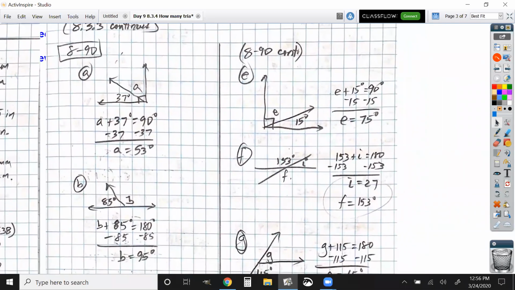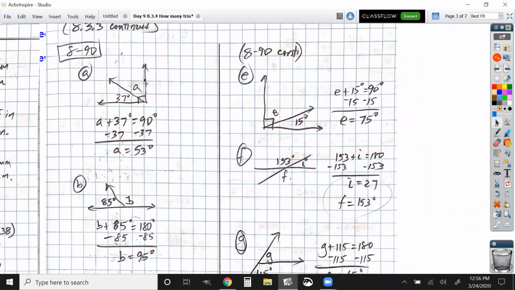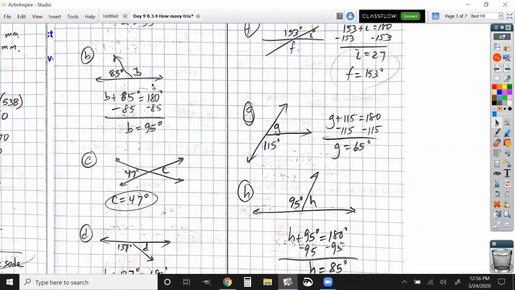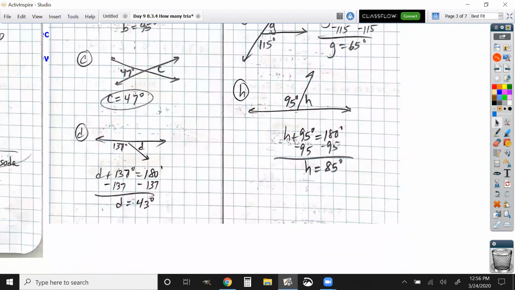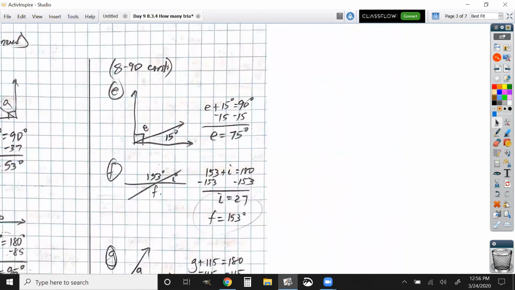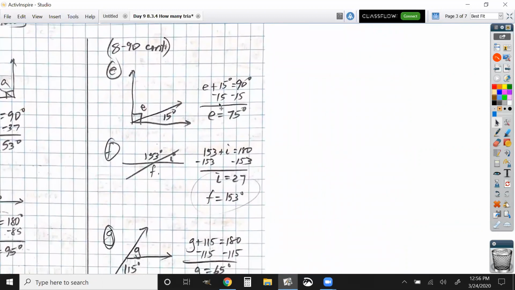Problem 890, since these two angles add up to 90, I made an equation, subtracted 37 and got 53. Problem B, these two angles made a straight line. So if this is 85, this is 95, because together they are 180. Problem C, these are vertical angles. They're equal to each other. And D, these two angles add up to 180 again, so D has to be 43. Angle E, these add up to 90, so E is 75.